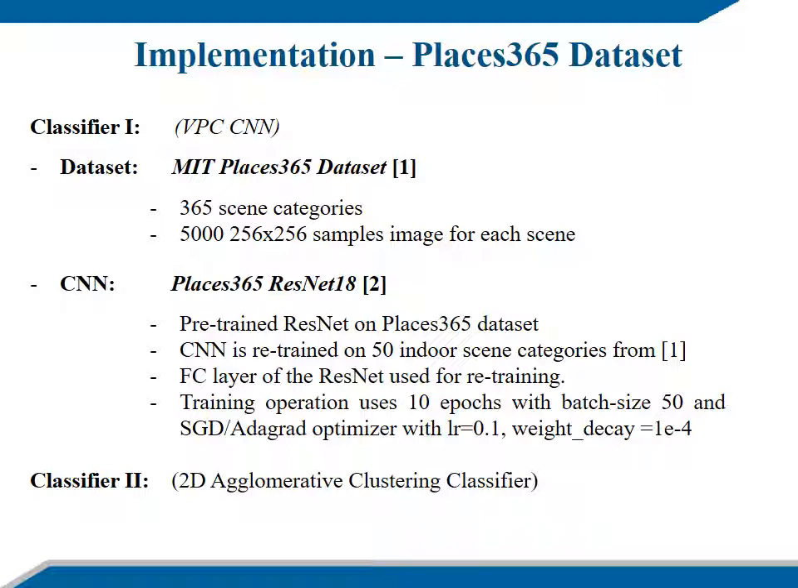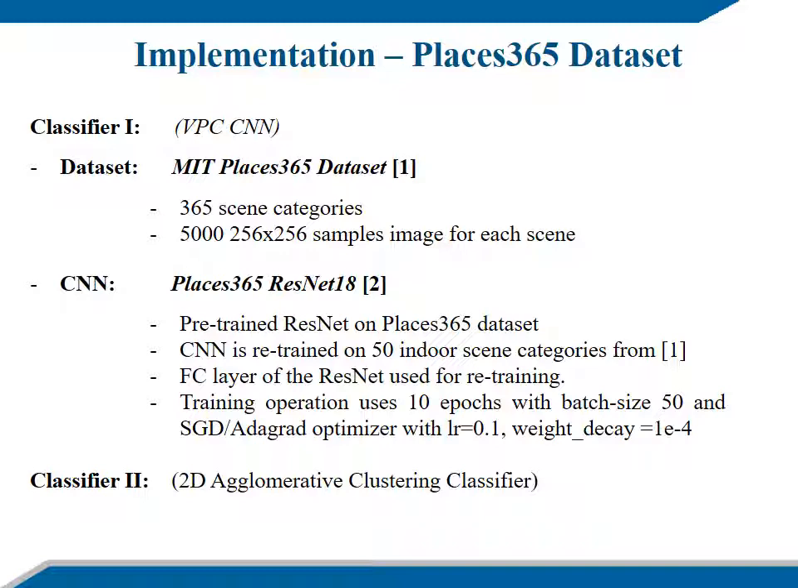For the purpose of implementation of this two-tier classifier, we first consider the primary classifier, which is the VPC CNN. In order to train this CNN, we have selected the Places 365 dataset for place recognition, which is maintained by MIT. It is an image dataset that comprises of nearly 1.5 million images with 365 indoor and outdoor scene categories and 5,000 images within each scene category.